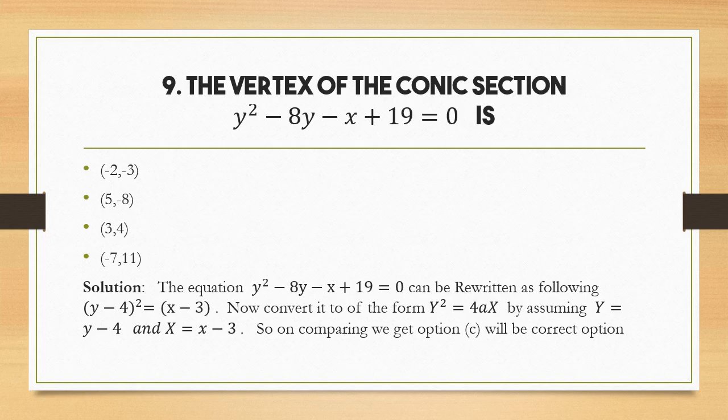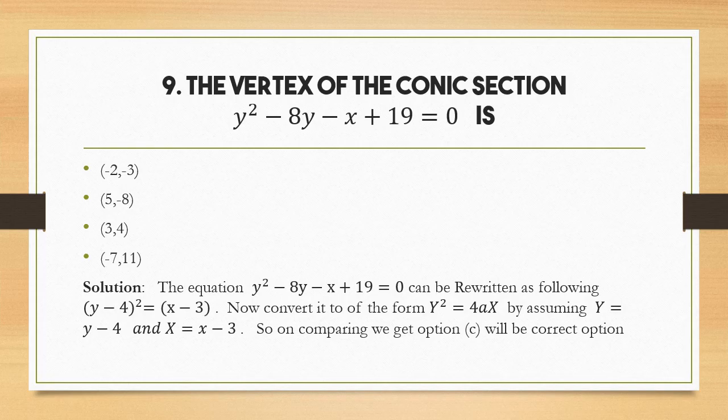In this particular question, they ask what is the vertex of the conic section. They have never told us whether it is a parabola, hyperbola, circle, or ellipse. They simply say conic section. You need to identify the vertex of the conic y square minus 8y minus x plus 19 equal to 0. Four options are given: (minus 2, minus 3), (5, minus 8), (3, 4), (minus 7, 11). First, we need to rearrange the terms according to our requirement so that we can get the answer easily.